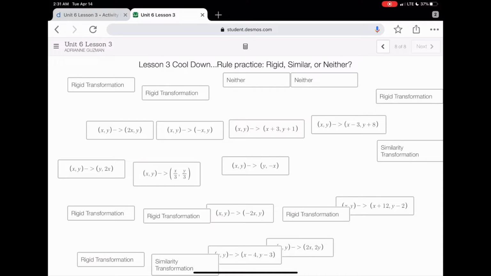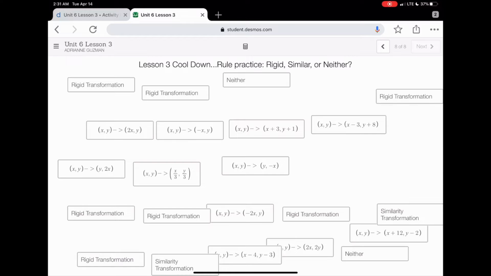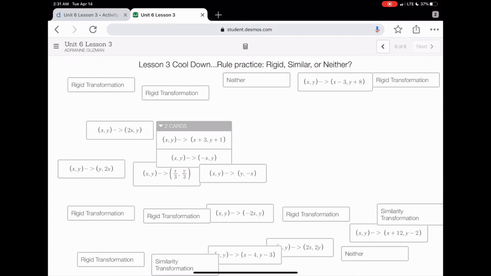Now we want to know, do these rules tell me that a rigid transformation happened? Does it tell me that a transformation happened, but they're just similar? Or did neither happen? So how would you know? Let's talk about that for a second. I'm going to make some room here.